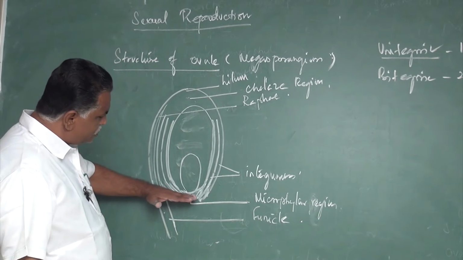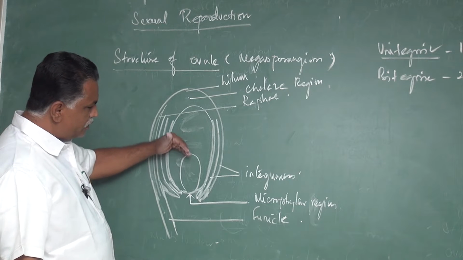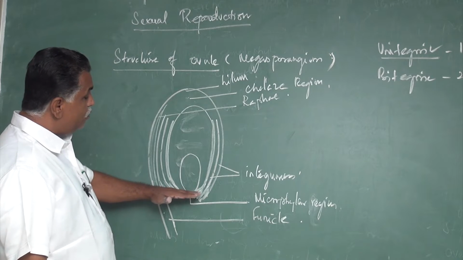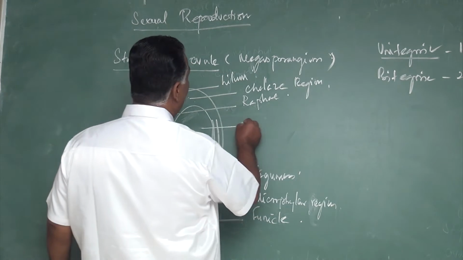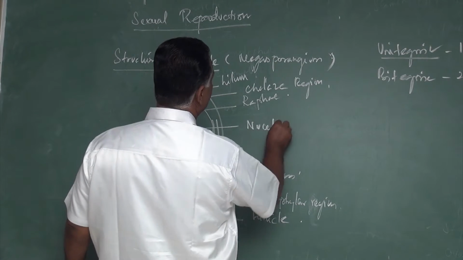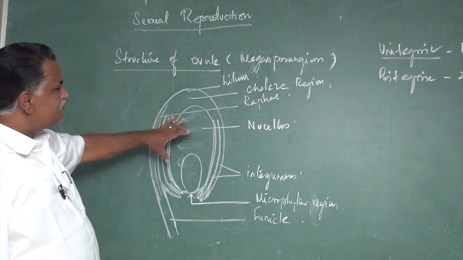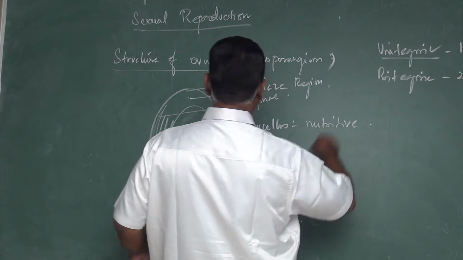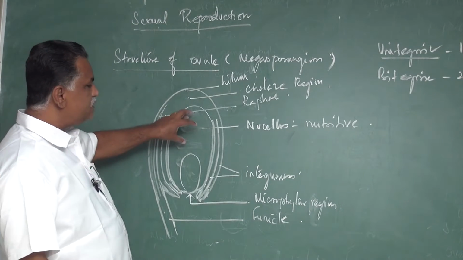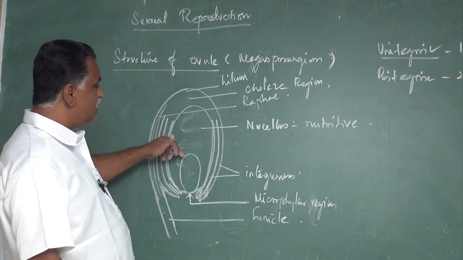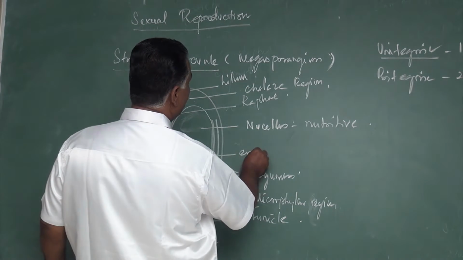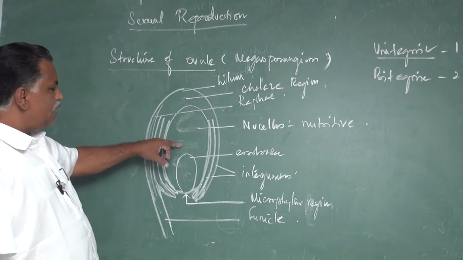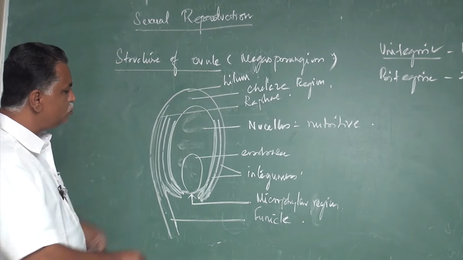And in this micropylar region, the embryo sac is found. What is the embryo sac? The embryo sac is embedded in the tissue called nucellus. So what is nucellus? Nucellus is a nutritive tissue which fills a cavity in which the embryo sac is embedded. The nucellus is a nutritive tissue to the embryo.